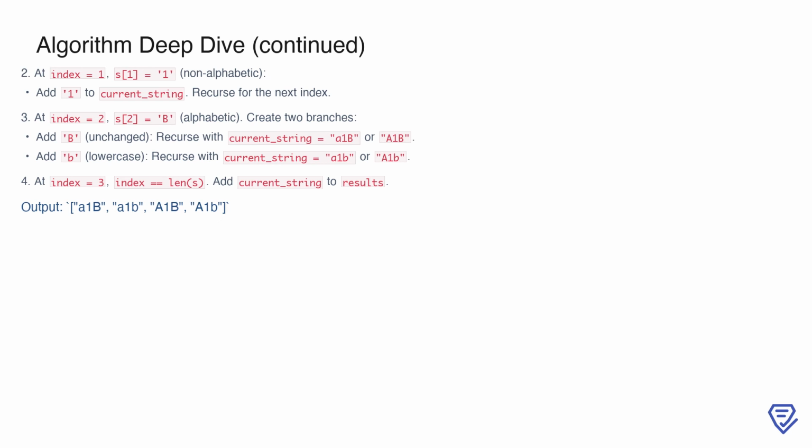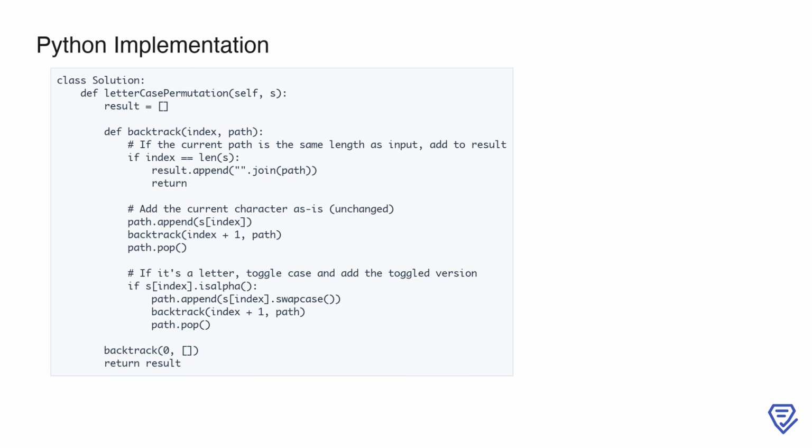At the third index, the character is b, which is alphabetic. Here, we create two more branches for each existing current_string, one where b remains unchanged, and another where it is toggled to B. Finally, at the fourth index, we reach the end of the string, so each current_string is added to the results list. The final output for the input a1b is a1b, a1B, A1b, A1B, representing all possible permutations with toggled cases. This solution solves the LeetCode problem number 784, Letter Case Permutation, using a backtracking approach.